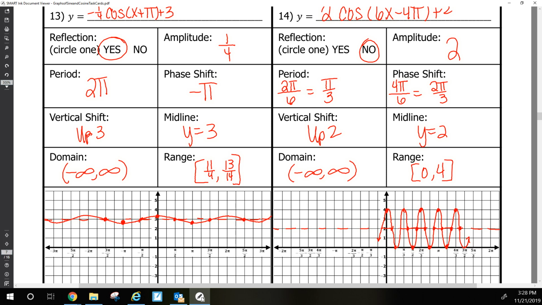That was 13 and 14. Come back and I'll finish up with 15 and 16 and we will be done for the day.